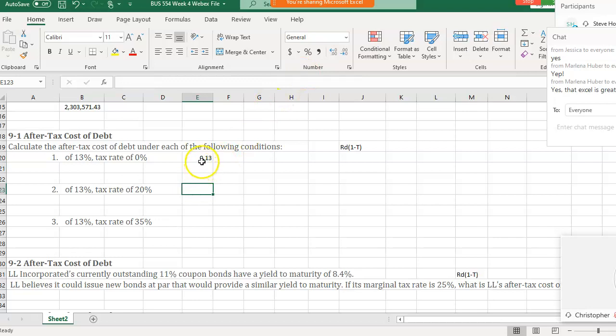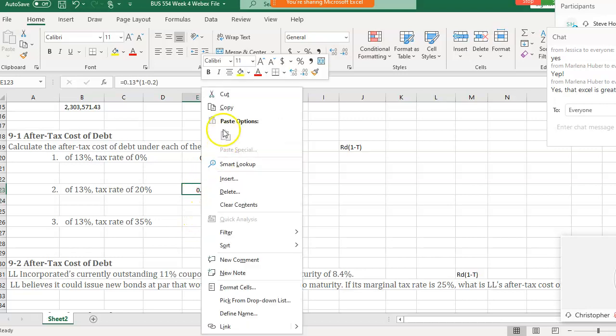The second one here, it's almost the same formula. I'm just going to copy and paste it. Only the difference now with this one is the tax rate's 0.2. So 1 minus t is 20%. And now I get 10.4%.